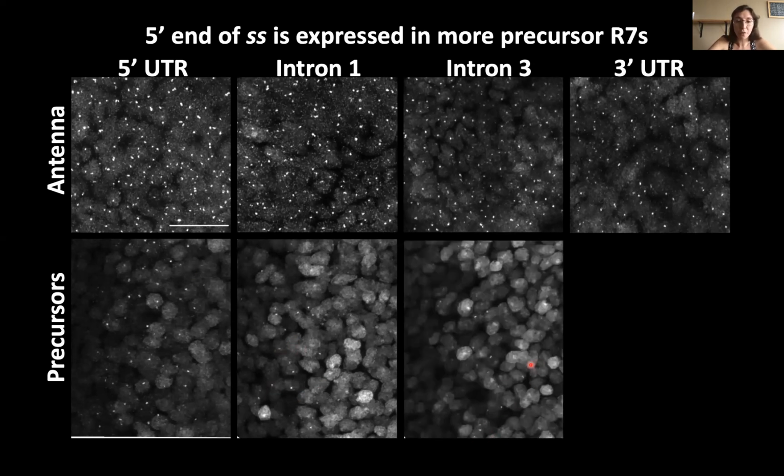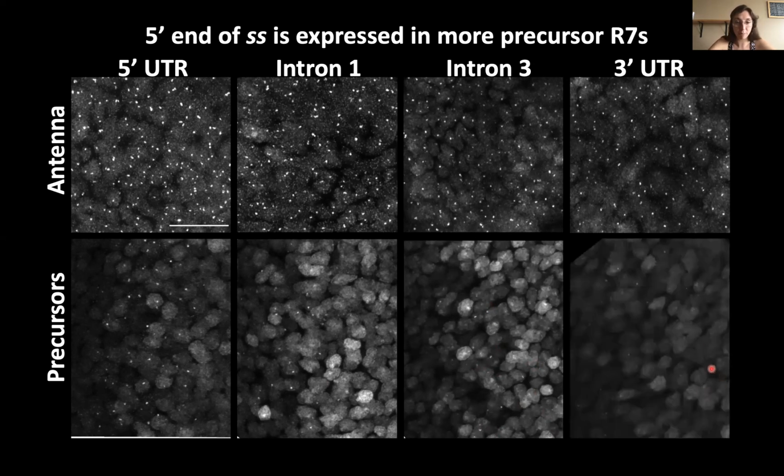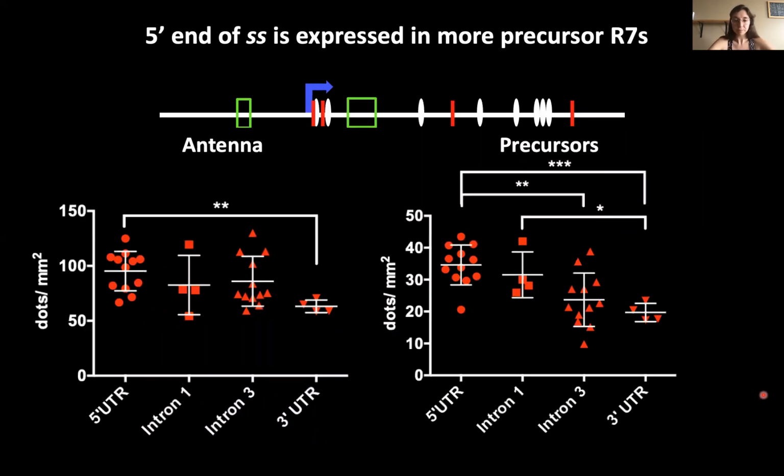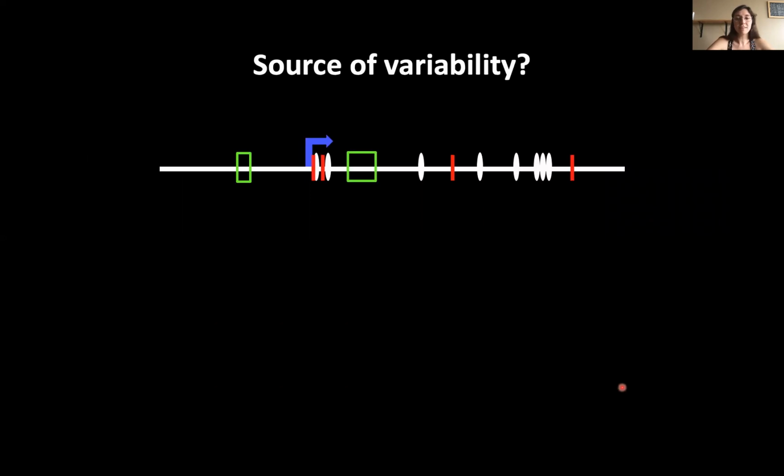We see expression in all of these precursor cells. But when we look at our third intron, we see a reduction in the number of cells expressing spineless, and in the 3' UTR, an even further reduction to only a couple cells expressing these. Qualitatively, we see that the 5' end is expressed in more cells than the 3' end, with each insertion further from the start decreasing in expression. What does this mean for the source of variability? Well, we predict that transcription elongation may play a role in regulating the noise that we're seeing in the early pulse.